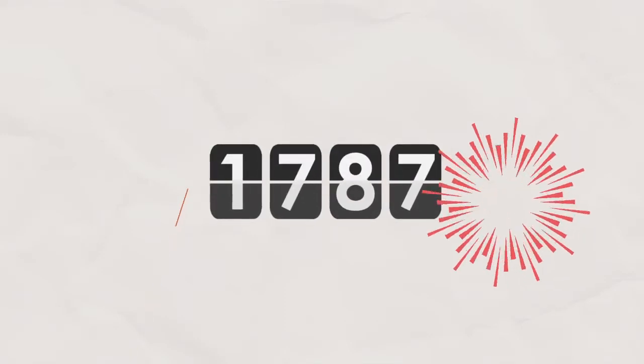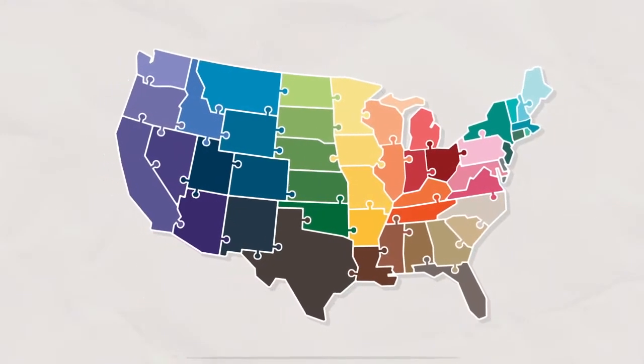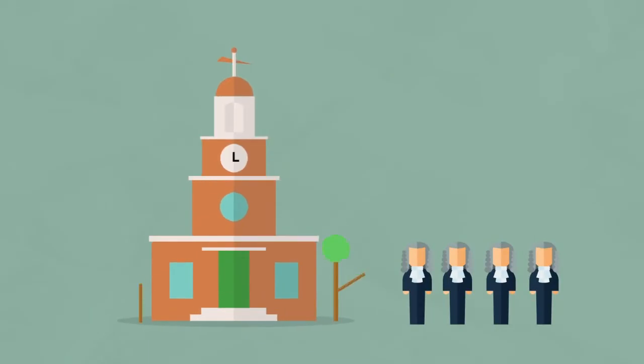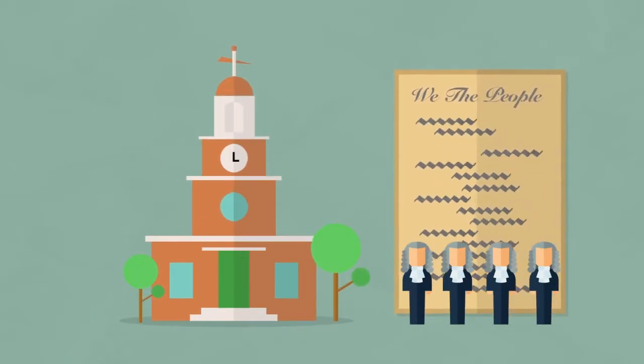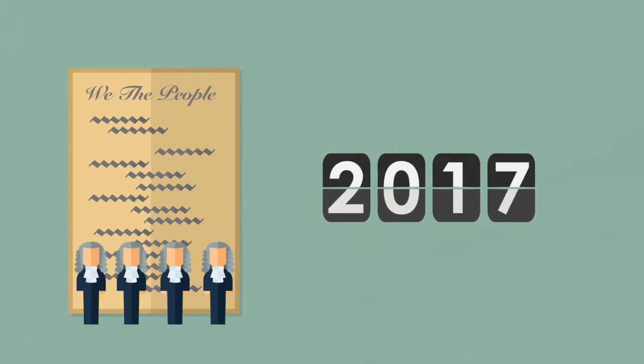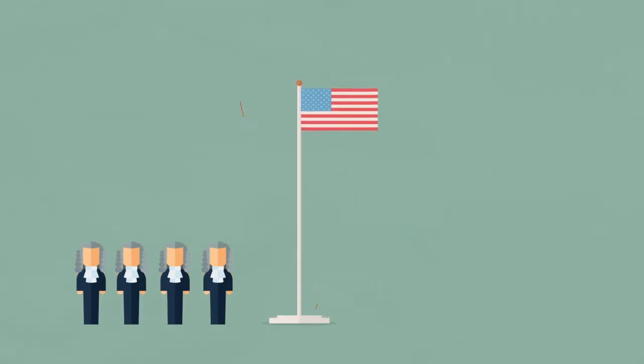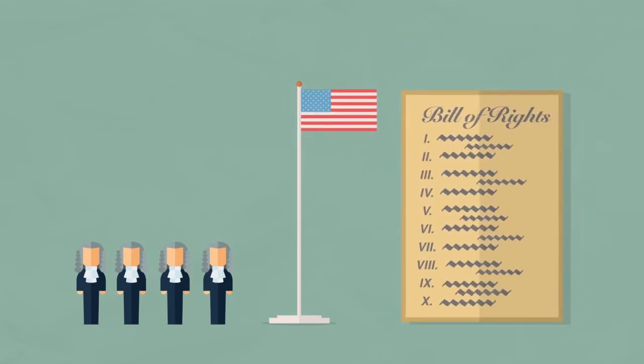1787. What an important year for America. At the time, its founders had no idea their experiment, the Constitution, would actually work and become the oldest Constitution in use today. The founders even went one step further to ensure citizens their individual liberties would always be protected by adding 10 amendments to the Bill of Rights.